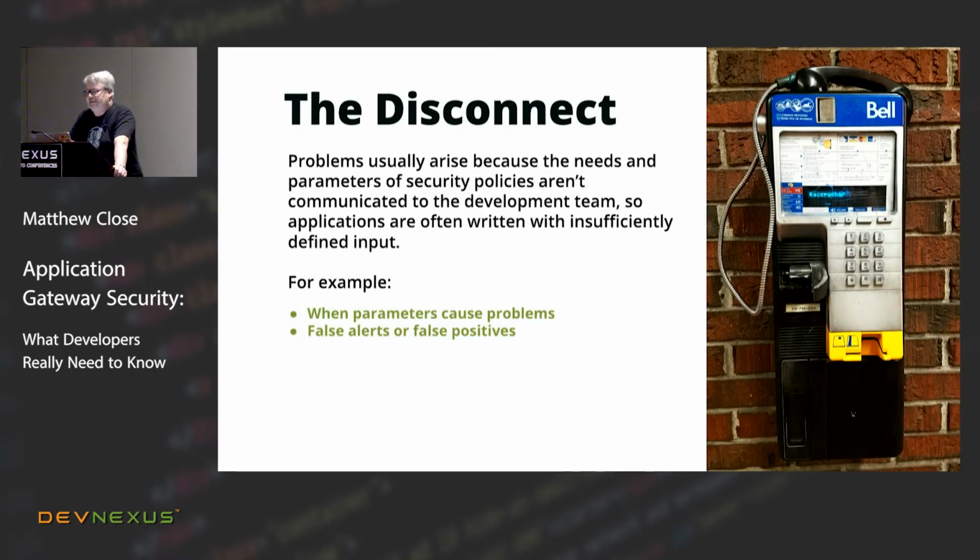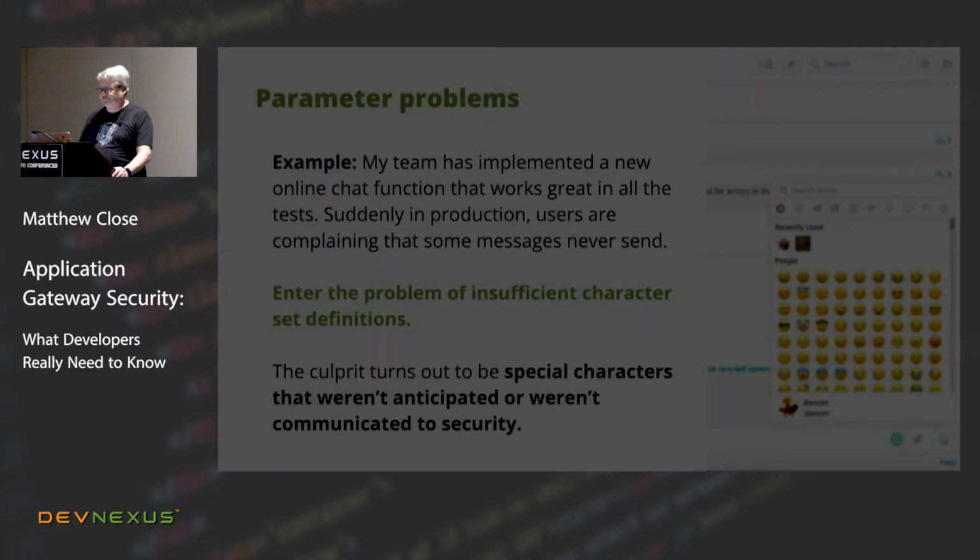Too often, the needs and parameters of security policies aren't communicated to the development teams, so applications are often written with insufficiently defined input, or vice versa. This is a two-way street. And when security and development teams both operate with insufficient information, problems are going to arise. These are real problems that cause major issues for applications, for teams, and for businesses at large. So let's look at a couple of examples.